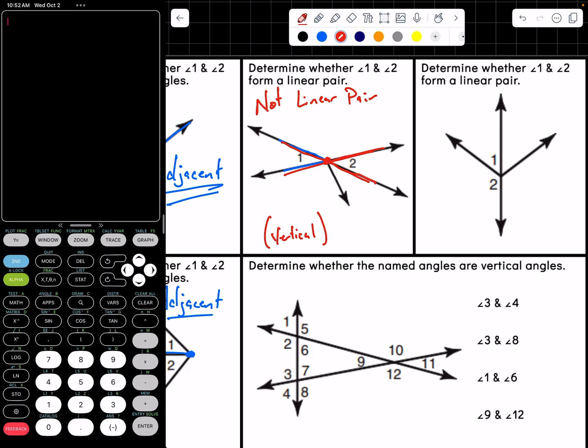Now, over here on the right, we do have angle 1 and angle 2 combining to form a straight line. So yes, this would be a linear pair.